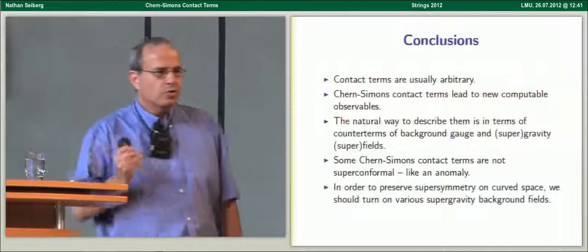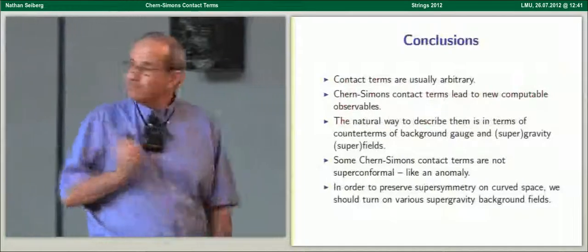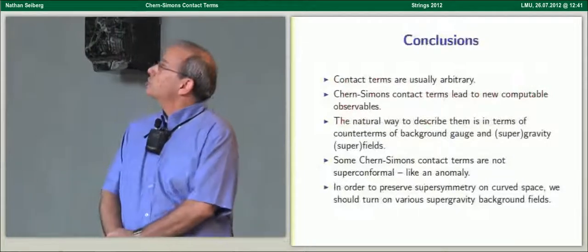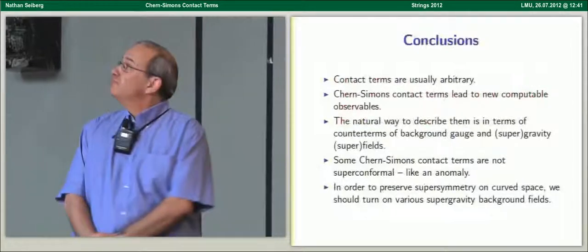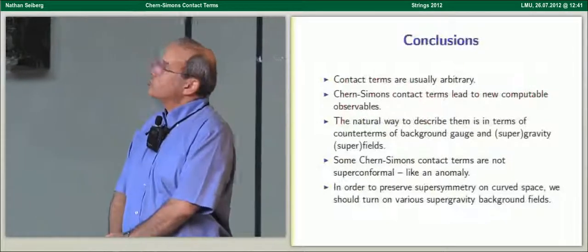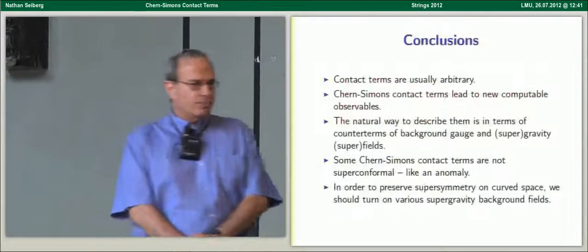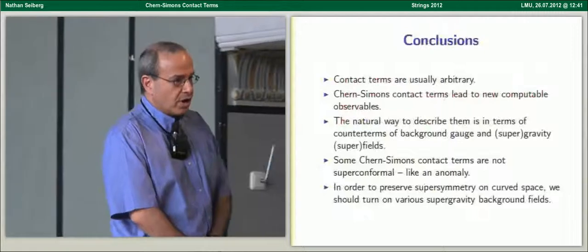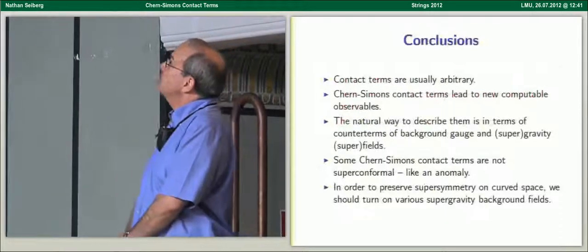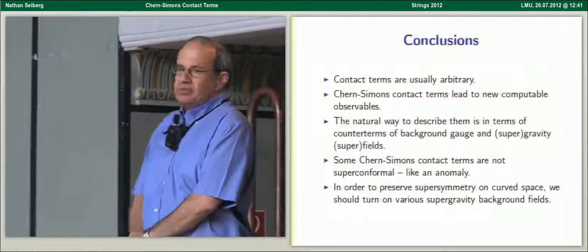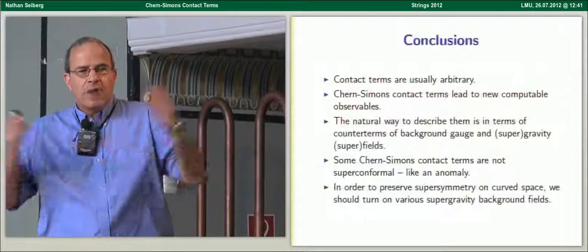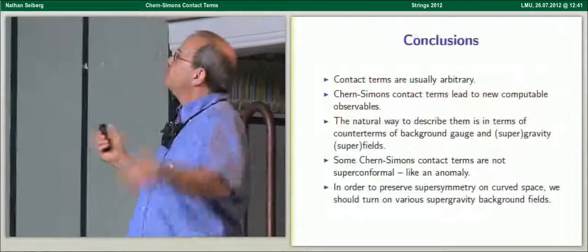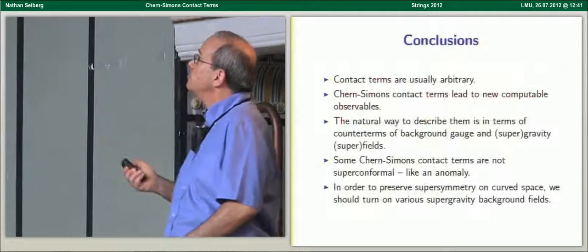And since all of us want to go to lunch, let me wrap up rapidly. In conclusion, contact terms are usually arbitrary. Chern-Simons contact terms are a little bit different. The integer part is arbitrary, but the fractional part is physical. The natural way to describe them is in terms of writing background fields, background gauge fields, and background gravity fields.